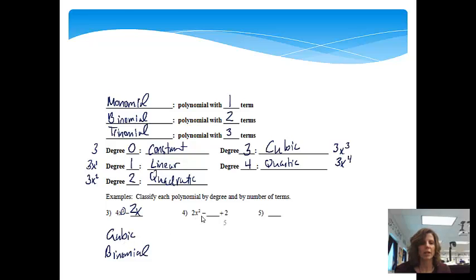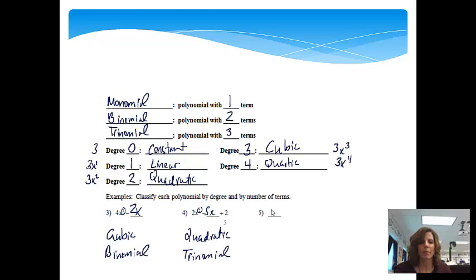All right, number 4, let's have 2x squared minus 5x plus 2. That 5 is just a page number. It's not really actually part of the problem. All right, so first of all, there are 3 parts. So just like 3 wheels, it's going to be a trinomial. And then the highest power is a 2. So if the highest power is a 2, it is a quadratic trinomial.